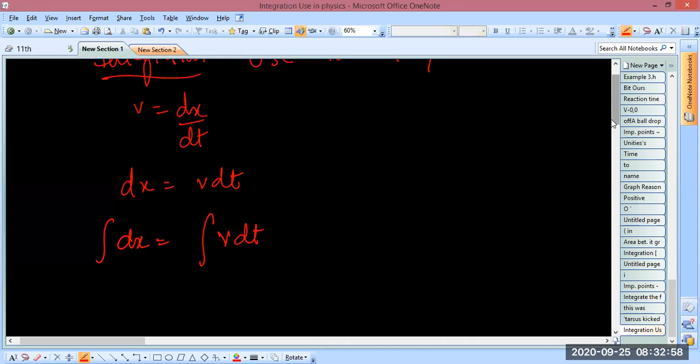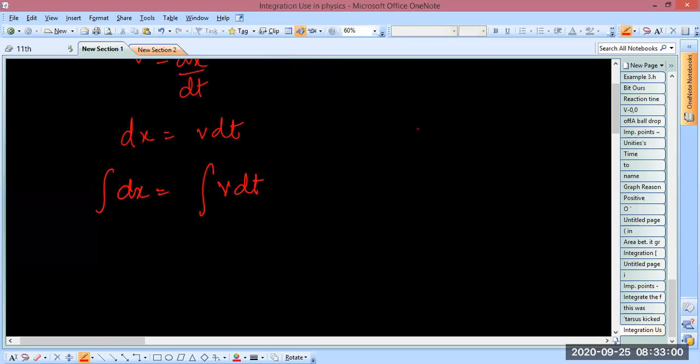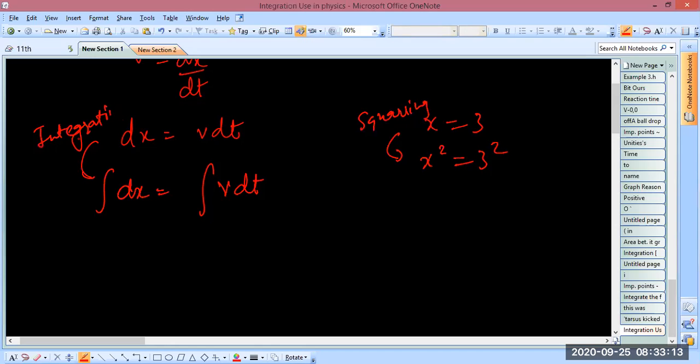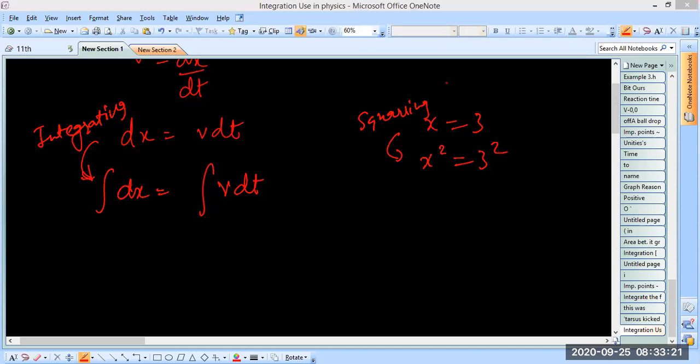see, it's just like this. If x is 3, you can square both sides. Agreed? So squaring is a process, right? Just like that, here we are integrating. Make sense, everyone? Okay? So just like we can square both sides, we can integrate both sides. Understood?